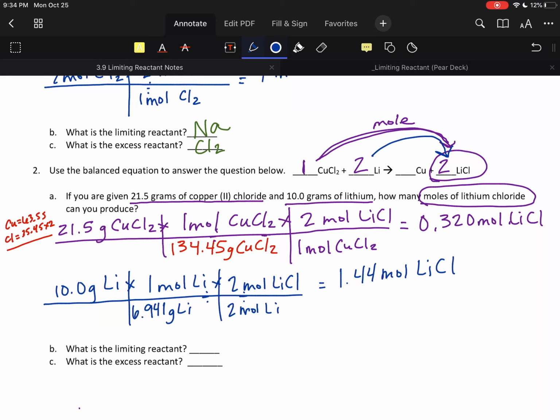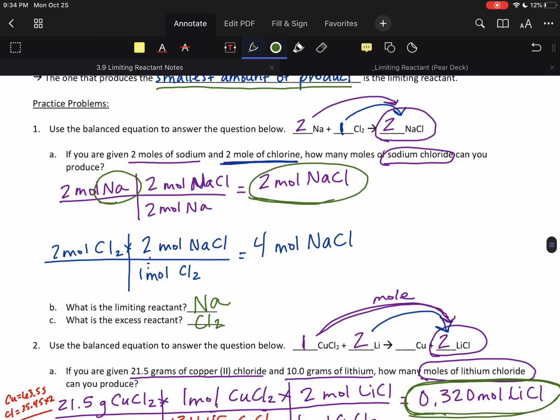Okay, so if I look here, I'm looking for the smallest amount. I can see that this is my smallest amount. Okay, and so my limiting reactant is copper chloride. My excess is lithium, right? So this is how much I can make. That is my answer.